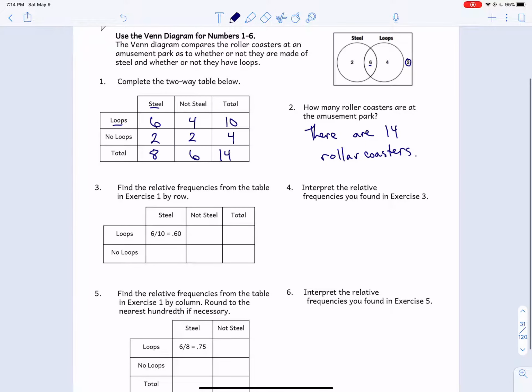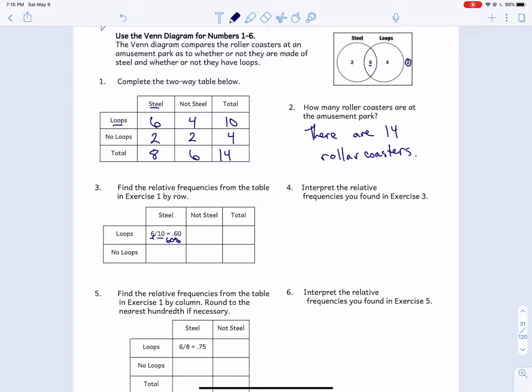Next, find the relative frequencies from the table by row. Okay, so by row. And they recreated that table, but it's missing this section here for the total because we don't need the total of the columns because we're looking at the row only. Okay, so there's an example done for us. So it's 6 over 10. So where does that come from? So the number that was in this box, steel, is 6 over the total, which is 10. So 0.6, or I like to write it as percent, 60% of the roller coasters that have loops are made from steel.